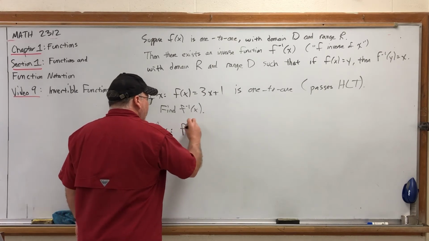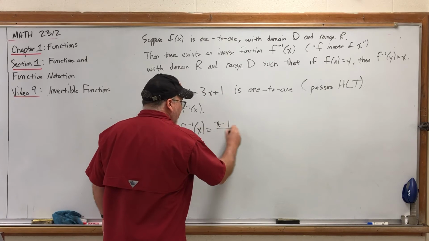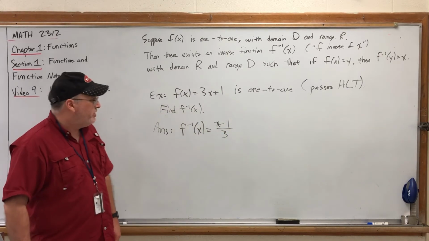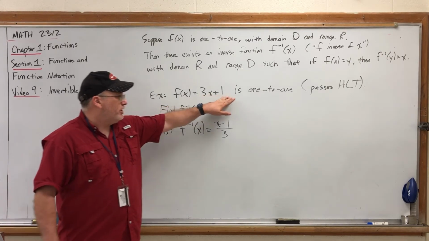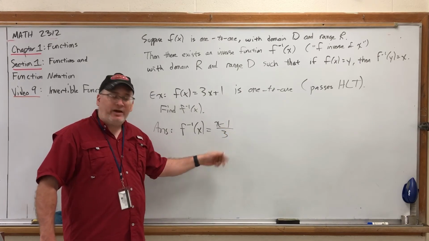The inverse function, f inverse of x, will take a number, subtract 1 from it, and then divide by 3. This function will undo what this one does. Think about it. In order, this function will go times 3 plus 1. This function will undo the plus 1, followed by undoing the times 3.